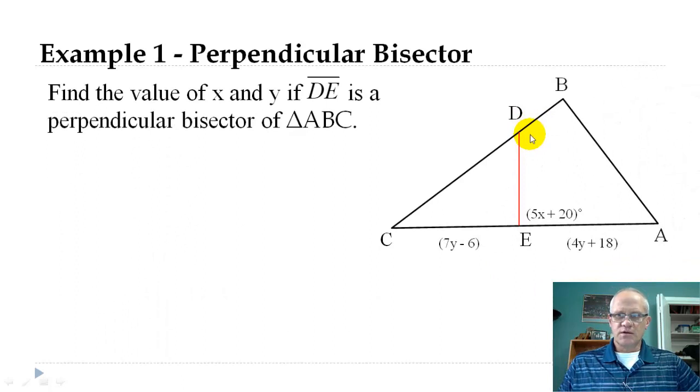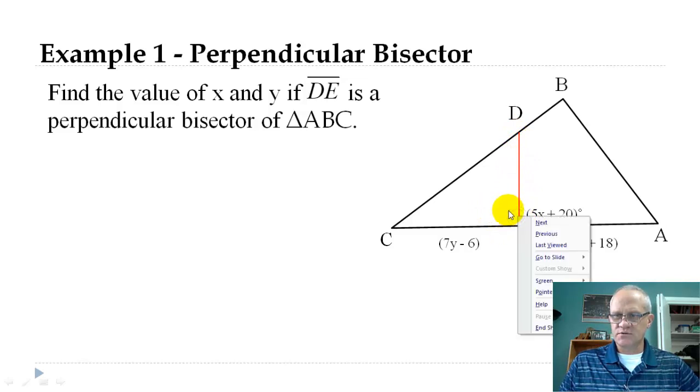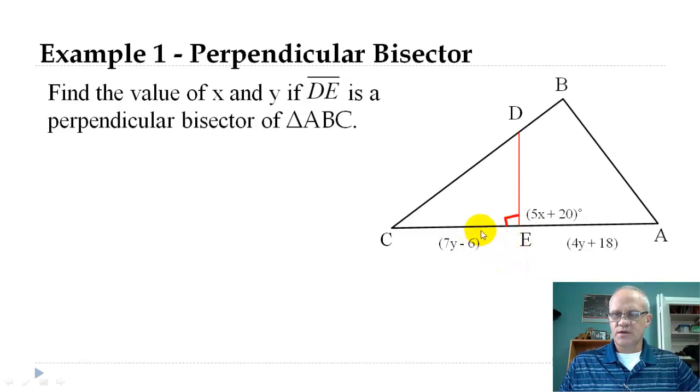All right, example. Let's find the value of x and y if DE, that line right there, is a perpendicular bisector of ABC. So if this is a perpendicular bisector, number one, it's got to be perpendicular, which means that's 90 degrees. And number two, it cuts this side over here into two equal parts, so this is equal to that. Okay, that's what we know. Let's see if we can find x and y.